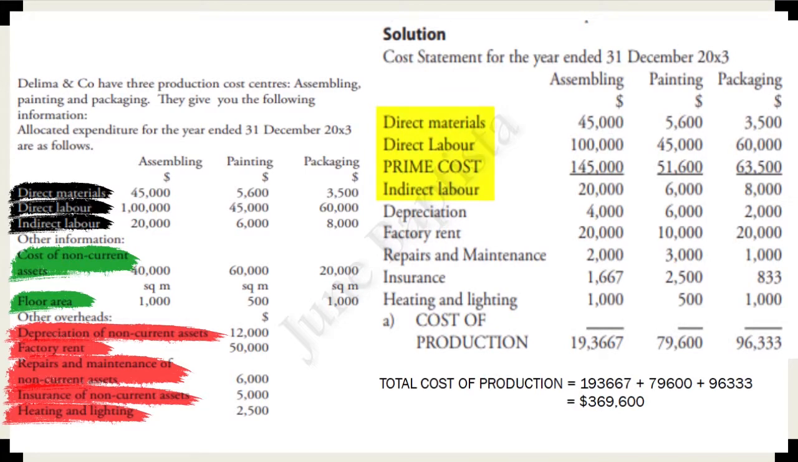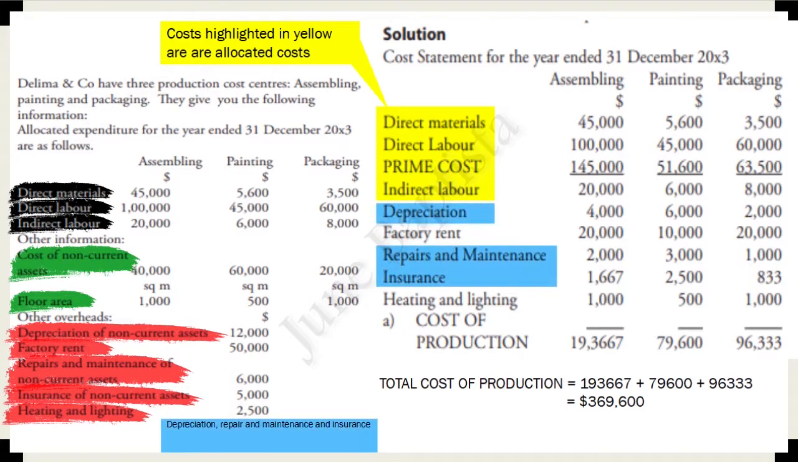Let us look at the solution. The costs highlighted in yellow are allocated costs. Notice that prime cost is the total of all the direct costs, in this case, direct materials and direct labor. Depreciation, repair and maintenance, and insurance, highlighted in blue, are apportioned on the basis of the costs of the assets in the ratio of 40,000 is to 60,000 is to 20,000, or 2 is to 3 is to 1.